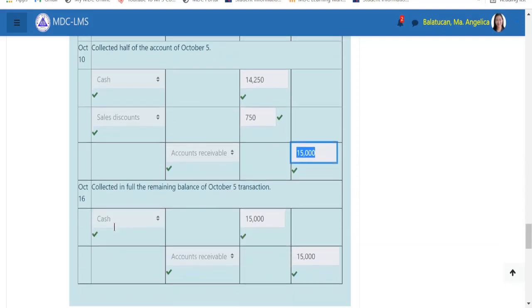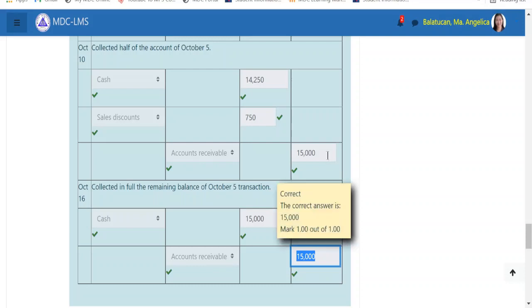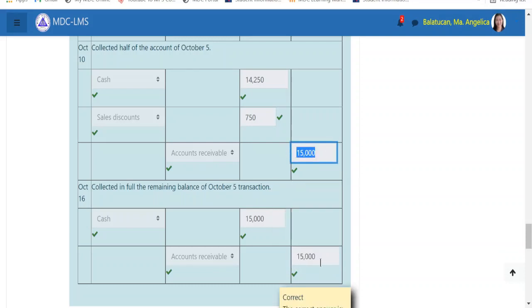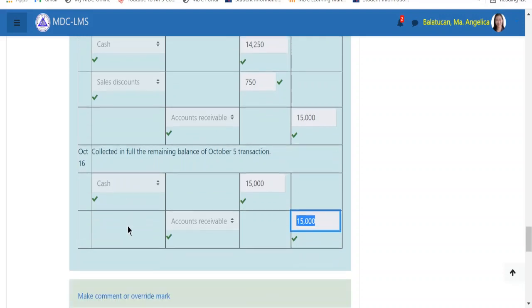October 16, we collected in full the remaining balance, but since October 16 is beyond the discount period, so there's no longer sales discount in our entry. So simply debit cash and credit accounts receivable, which is the remaining amount. That's 32,000 minus 2,000 returns, minus 15,000 here, and so the remaining amount is 15,000, and debit cash 15,000.